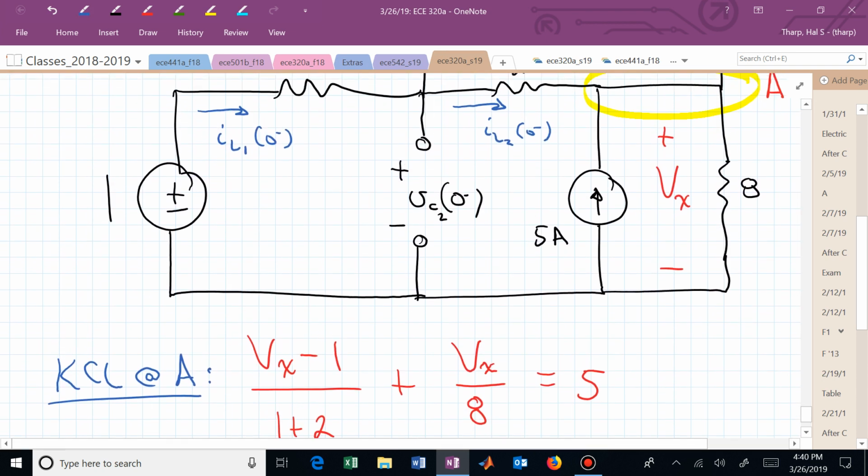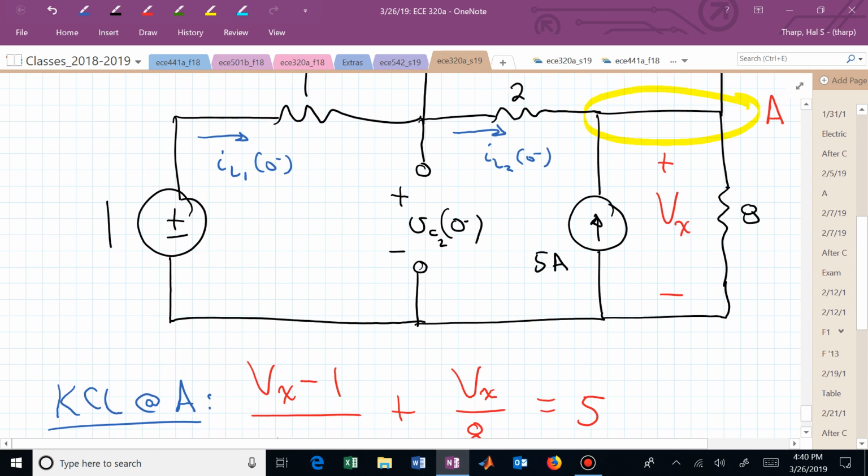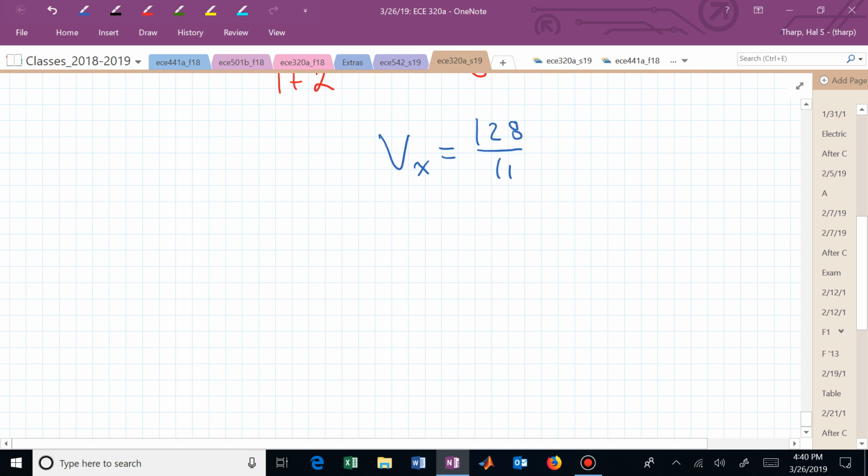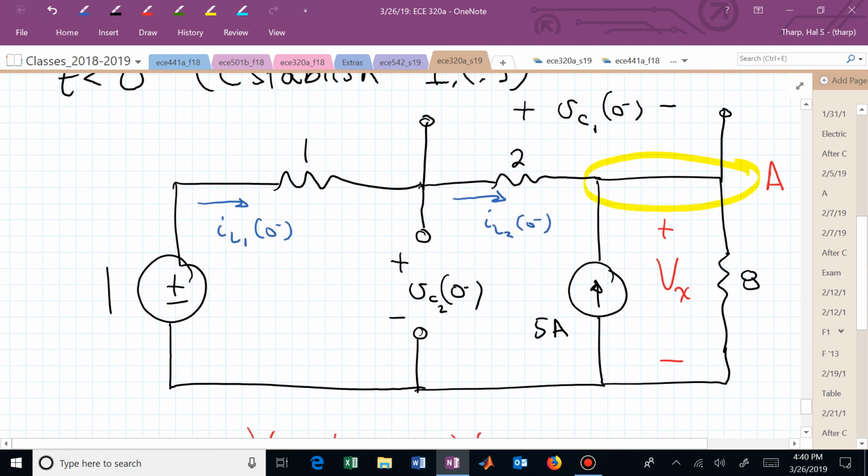That's V sub X, and now we can find I sub L1 of 0 minus, which is the same as I sub L2 of 0 minus, isn't it? But I sub L1 of 0 minus is just going in the opposite direction horizontally. It's 1 minus V sub X over 3.